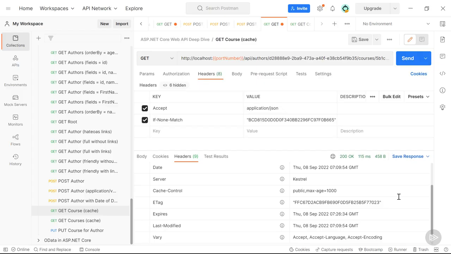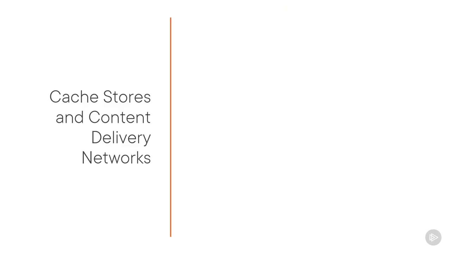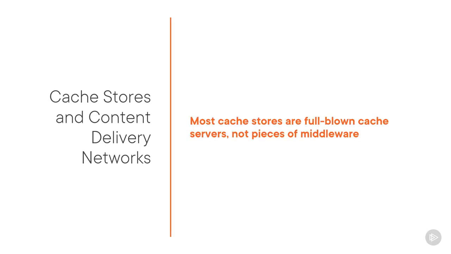So, the response caching middleware is not a great cache store for anything but simple use cases. What are the alternatives then? Let's have a look. As is probably clear by now, true HTTP caching isn't a simple subject, and not all cache stores behave as you might expect. In fact, in real life, most cache stores aren't just a piece of middleware like Microsoft's response caching middleware. They are actually full-blown cache servers that often require deep knowledge of how to configure them.